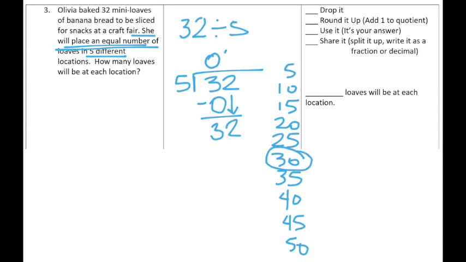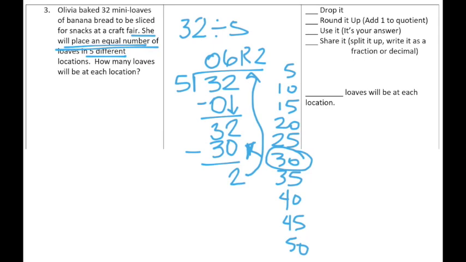6 times. And then I'm going to take my multiple, and I'm going to write it right underneath my 32. And then after I write it down, I subtract 32 minus 30, which is 2. Now I noticed I have nothing to bring down. I can't bring anything else down. So this 2 becomes a remainder.